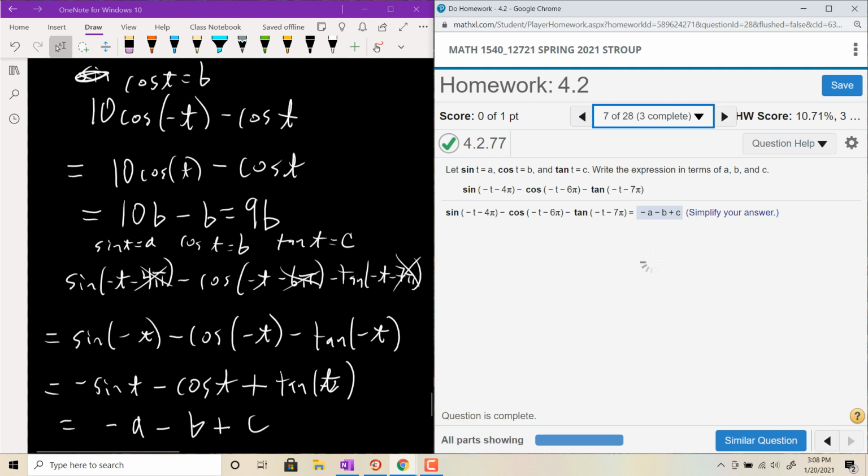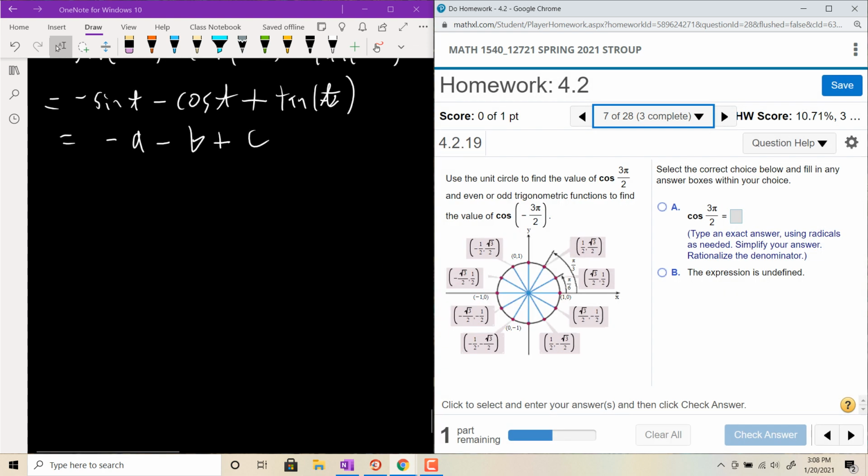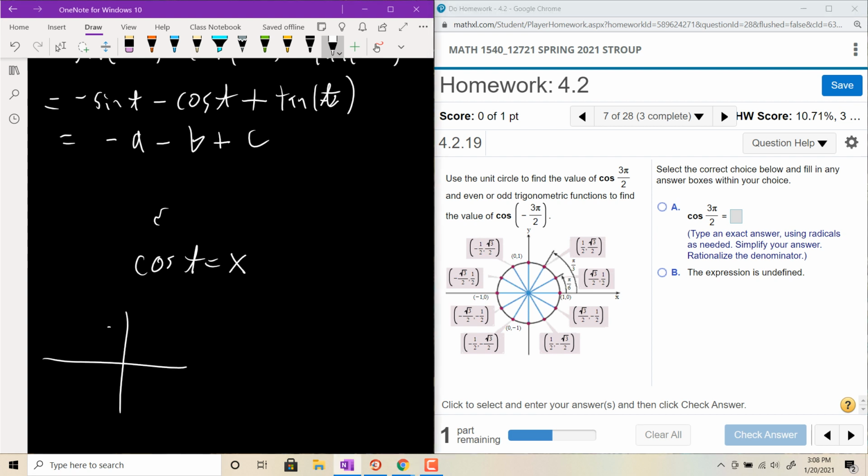And maybe let's just do an easy one here. Use the unit circle to find the value of cosine. So these are using points to evaluate cosine on the unit circle. So remember, cosine of t is equal to x, the x coordinate. So negative 3 pi over 2. Negative 1 pi over 2 is right here. Okay, so let me draw the unit circle. Negative 1 pi over 2 is here. Let me put it in red. Negative 2 pi over 2 is right here. Negative 3 pi over 2 is right here.